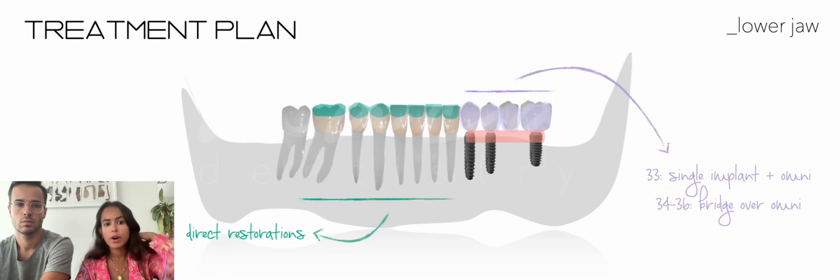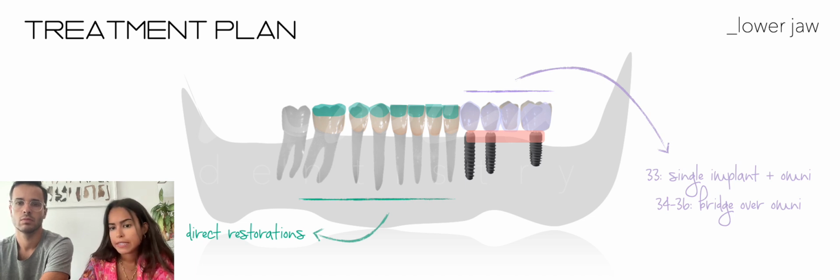As for the lower, we plan to do direct composite restorations to treat the vertical dimension collapse, extraction of hopeless teeth, placement of 3 implants on the third quadrant, and then a single crown over OMNI for element 33 and a bridge over OMNI for the posterior teeth.